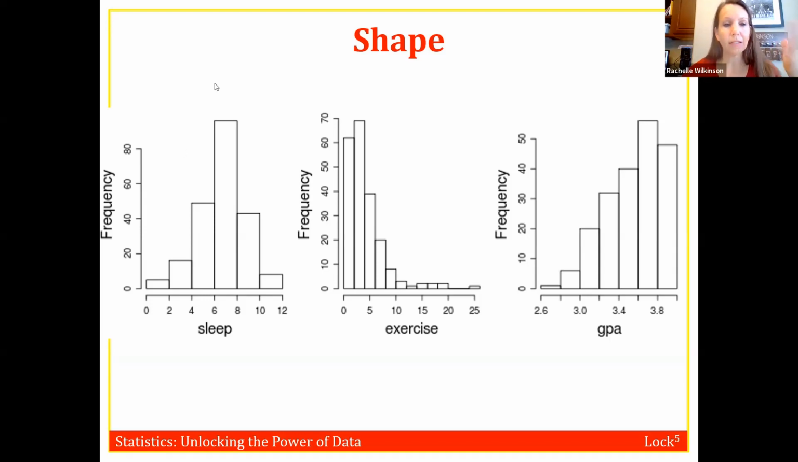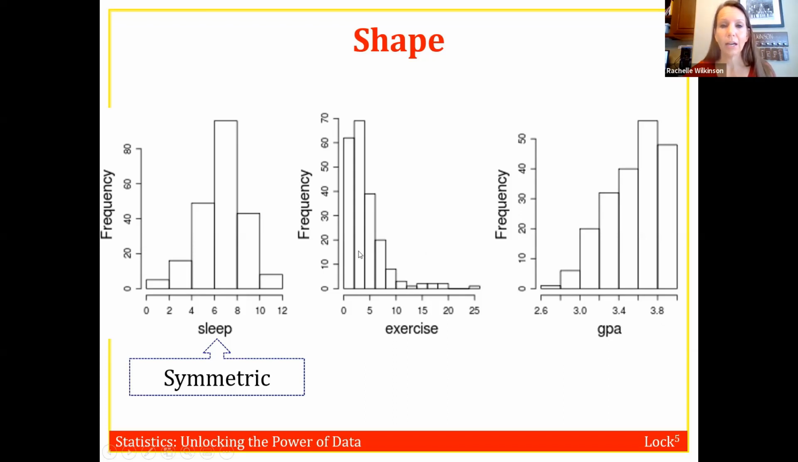So we're looking at whether or not something's symmetric. If it's symmetric, then if I draw a line down the middle, then it's roughly a mirror image on both sides. It doesn't have to be a perfect mirror image. We're just looking for roughly symmetric when we call something symmetric here. So this first one here with the number of hours of sleep data is pretty symmetric. Okay, this next one here for hours of exercise in a week, this one would be skewed to the right.